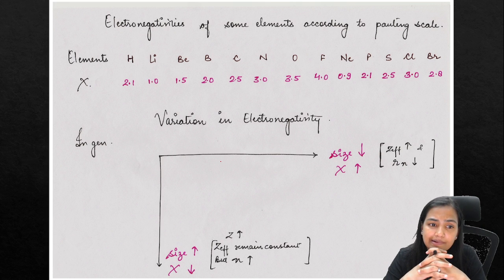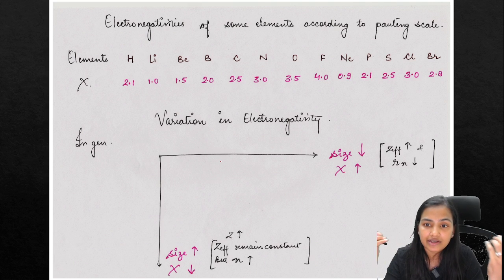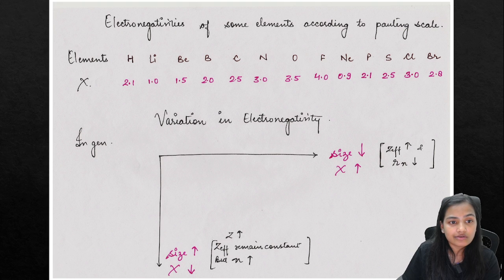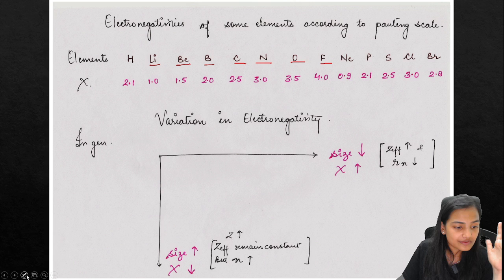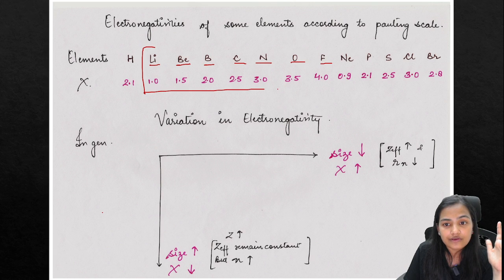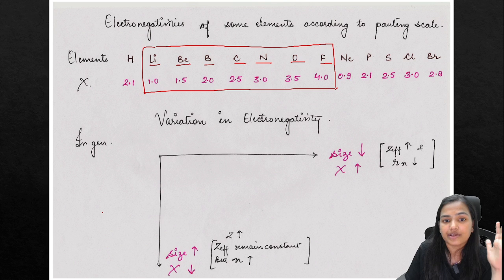If you would see here, let me discuss with you. You all know that in period number 2, we have lithium, beryllium, boron, carbon, nitrogen, oxygen and fluorine. So have a look over them. If you see all these elements, you will find that the electronegativity values are increasing in period number 2, right? Lithium, beryllium, boron, carbon, nitrogen, oxygen, fluorine.